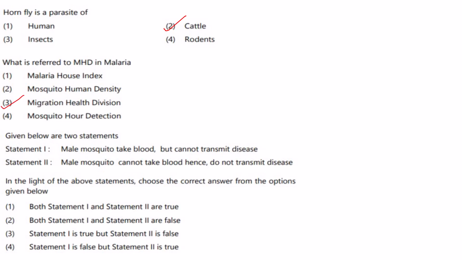Now migration, you know, you are going from one place to another. Migration can result in the spread of malaria into new areas, or it can reintroduce malaria into areas where it was previously eliminated. Suppose I am infected with malaria and I am going from South India to North India. I am going to a region in North India which does not have malaria. Suppose, just hypothetically, I am going to a place where there is no malaria.